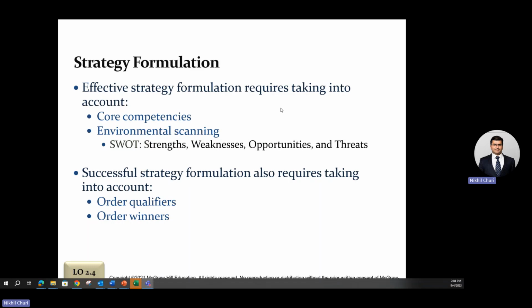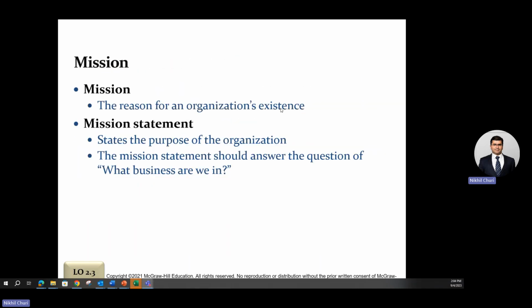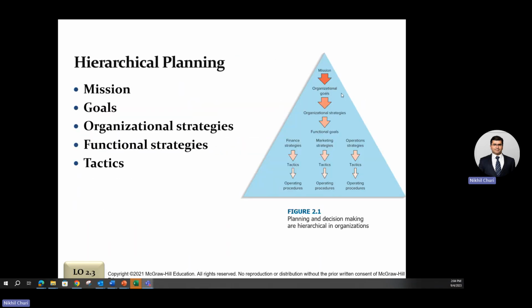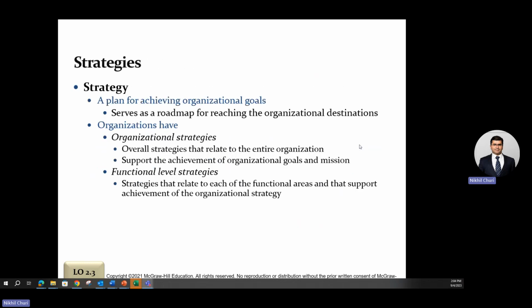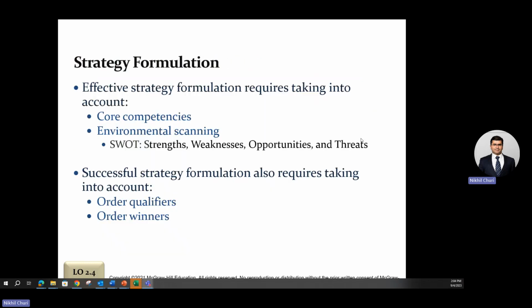Next important topic is the strategy formulation. So far what we have learned is in this hierarchical pyramid, it all starts with the organization's mission. And to achieve those missions, you set several organizational goals. And to achieve those goals, you set several organization strategies. And further, these strategies are separated based on each function, like finance, marketing, operation. So let's see how those strategies are formulated.